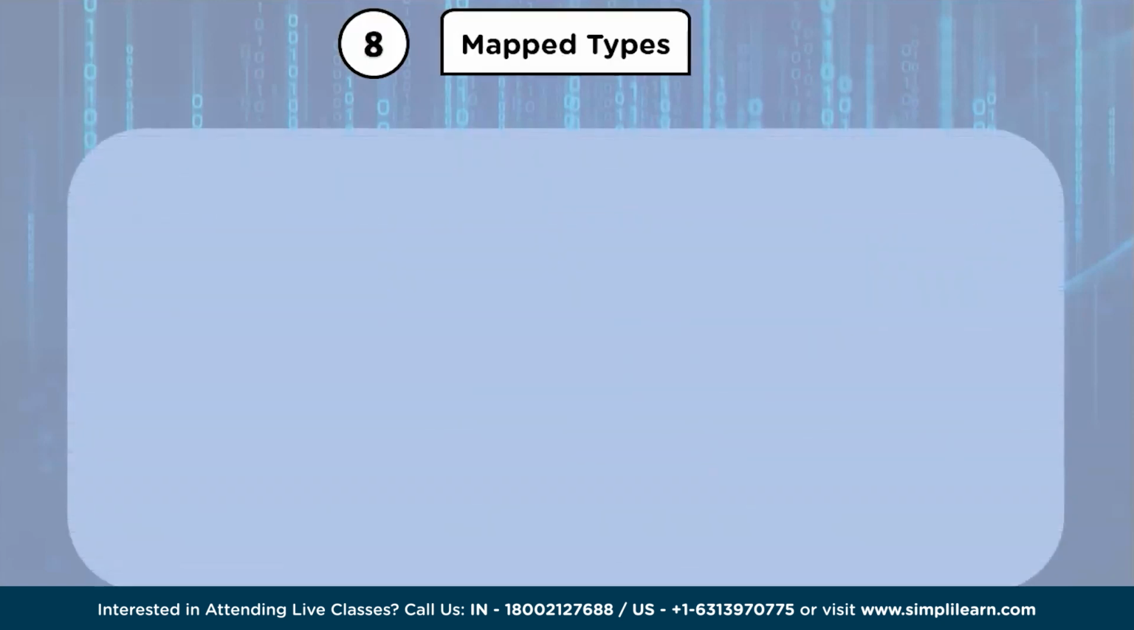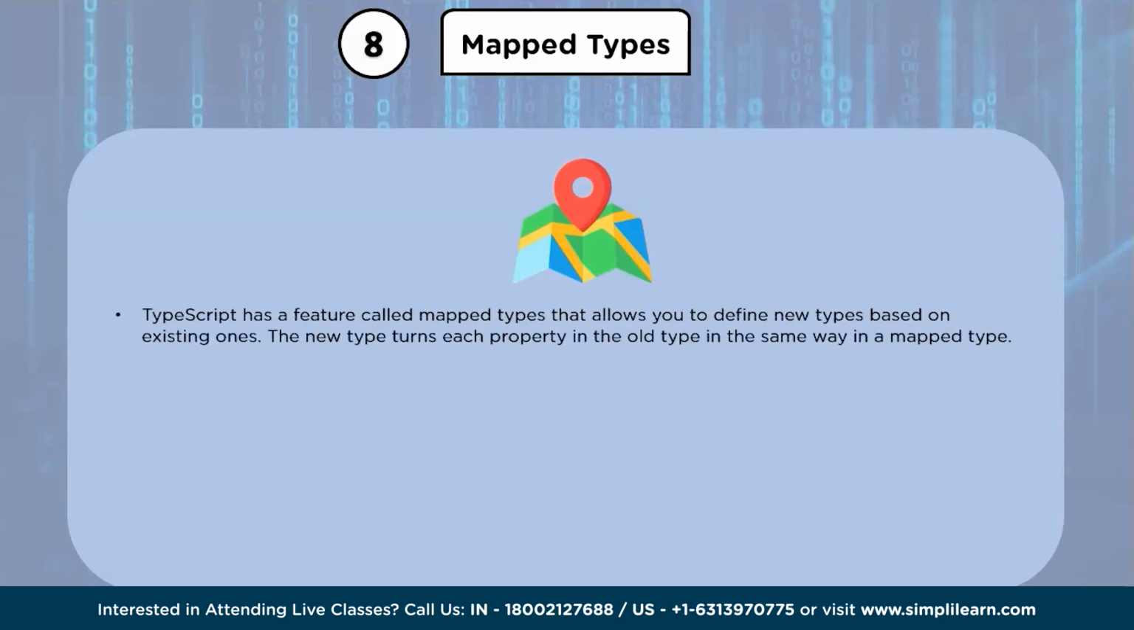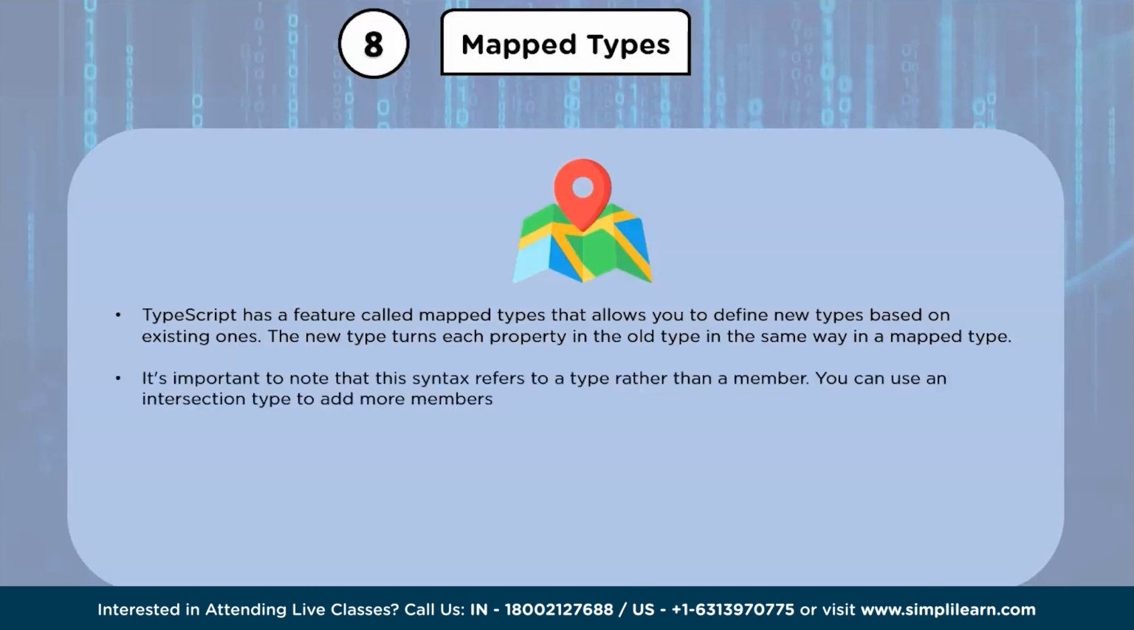Mapped types. Taking an existing type and making each of its properties optional is a typical undertaking. Because this happens frequently enough in JavaScript, TypeScript has a feature called mapped types that allows you to define new types based on existing ones. The new type transforms each property in the old type in the same way in a mapped type. For example, make all the properties optional or read-only. It's important to note that this syntax refers to a type rather than a member. You can use an intersection type to add more members.